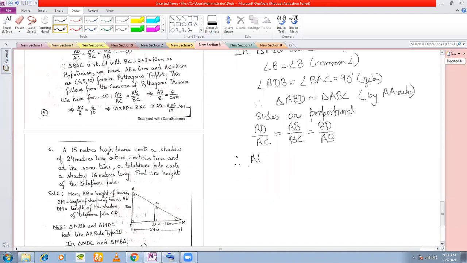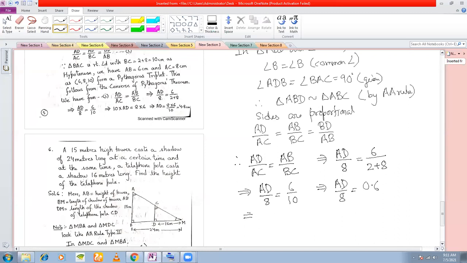Therefore, AD by AC is equal to AB by BC. Put the values here. AD we need to find out. Length of AC is given to be 8 centimeters. Length of AB is given to be 6 centimeters. Length of BC is 10 centimeters. Therefore, you get AD by 8 is equal to 6 by 10. That means AD by 8 is equal to 0.6. That means AD is 0.6 into 8, which is equal to 4.8 centimeters.